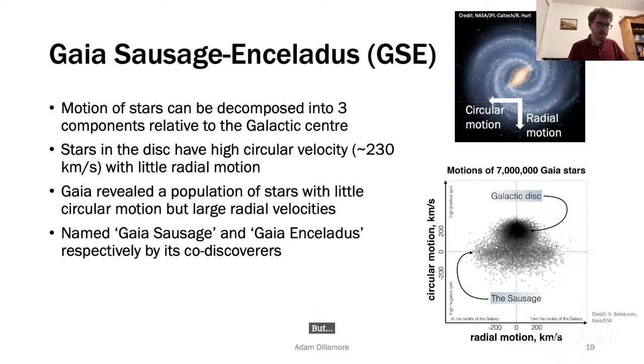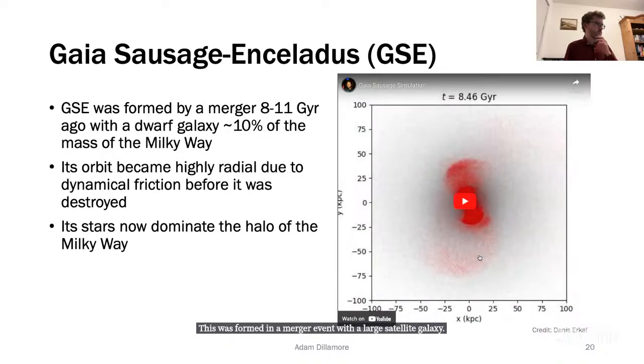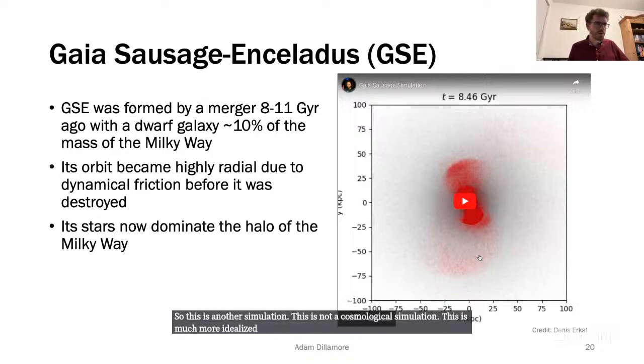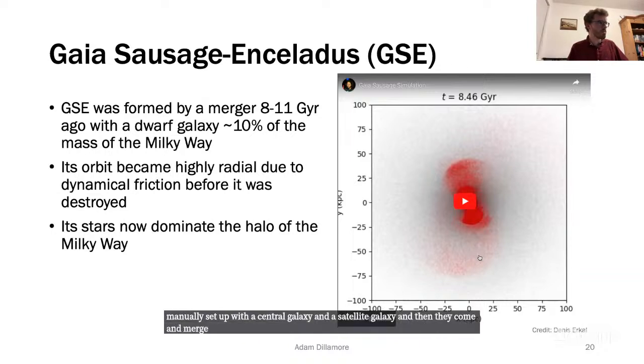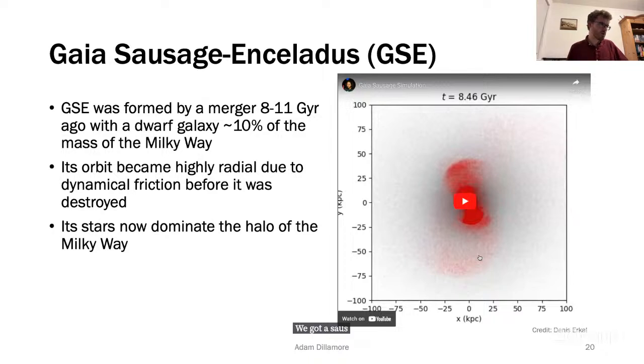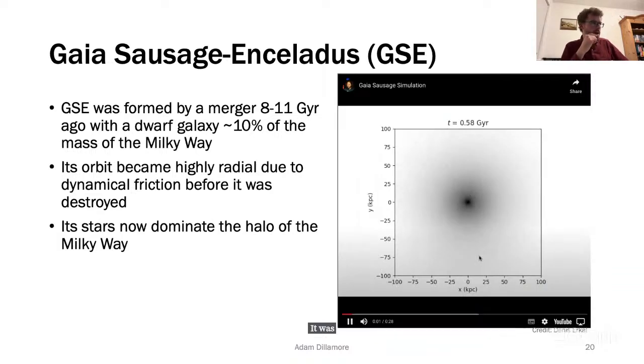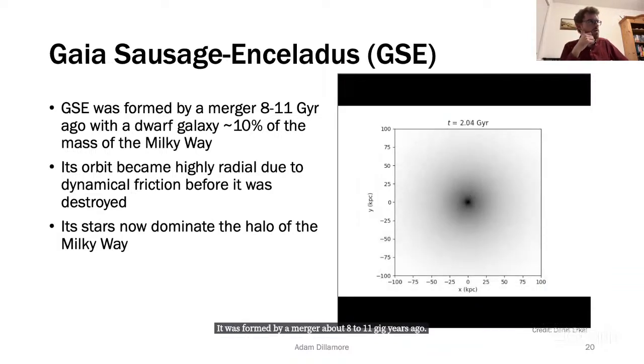But the origin of this, as I've already mentioned, is that it was formed in a merger event with a large satellite galaxy. So this is another simulation. This is not a cosmological simulation. This is much more idealized. It's just manually set up with a central galaxy and a satellite galaxy, and then they come and merge. The Gaia Enceladus, we tend to call it the GSE, was formed by a merger about 8 to 11 gigayears ago, as we saw in that simulation, with a dwarf galaxy that was roughly 10% of the mass of the Milky Way. That number is still quite uncertain.